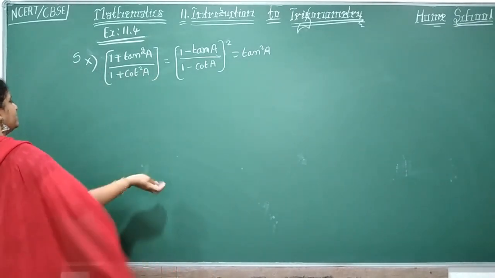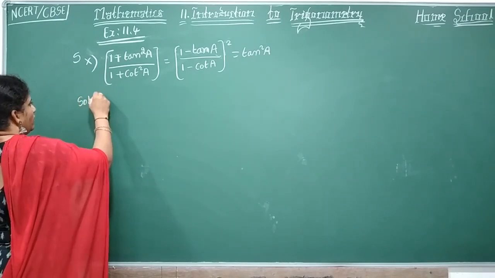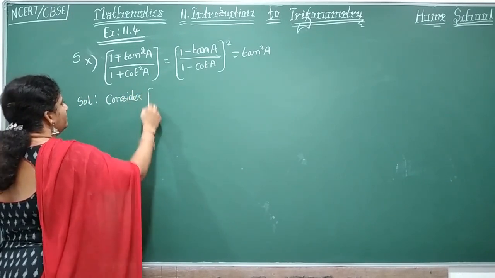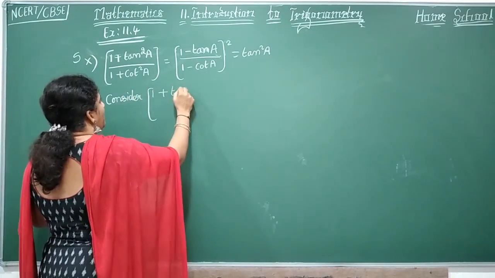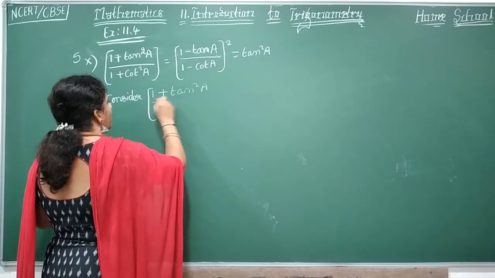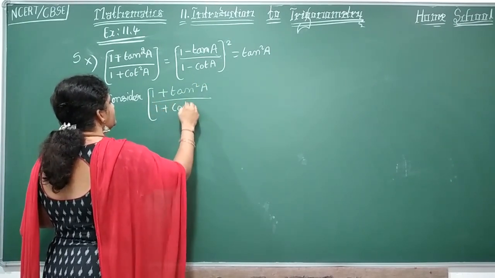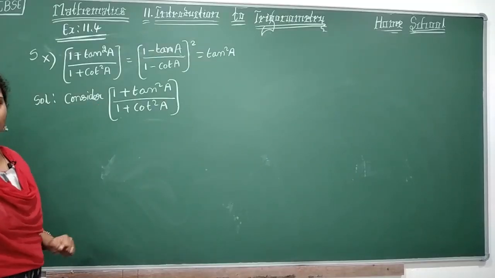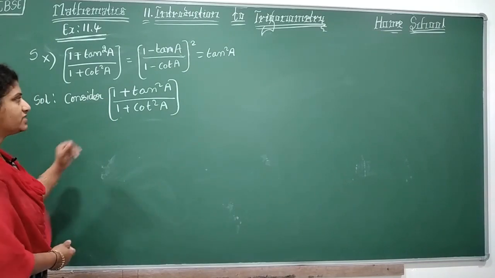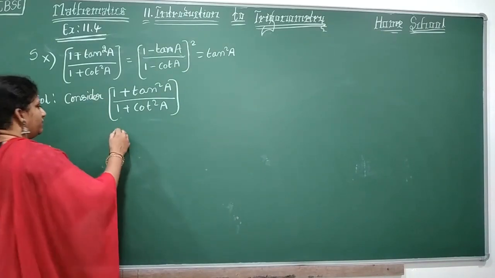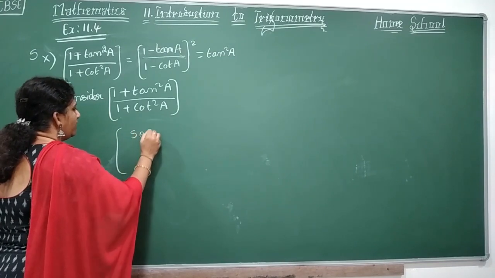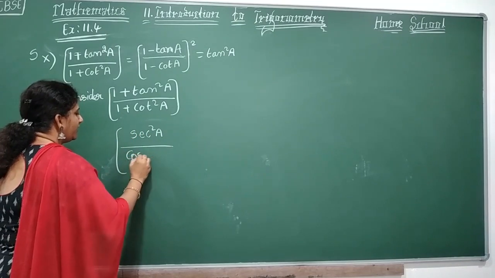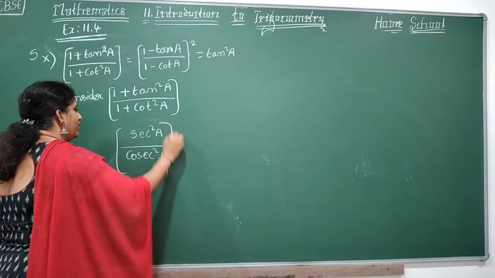Okay, let's consider this one. Consider, don't write any LHS or anything. Consider 1 plus tan square A by 1 plus cot square A. So look, 1 plus tan square A, I can remember an identity. What is 1 plus tan square A? It will be secant square A. And what is 1 plus cot square A, children, here? It is cosecant square A.